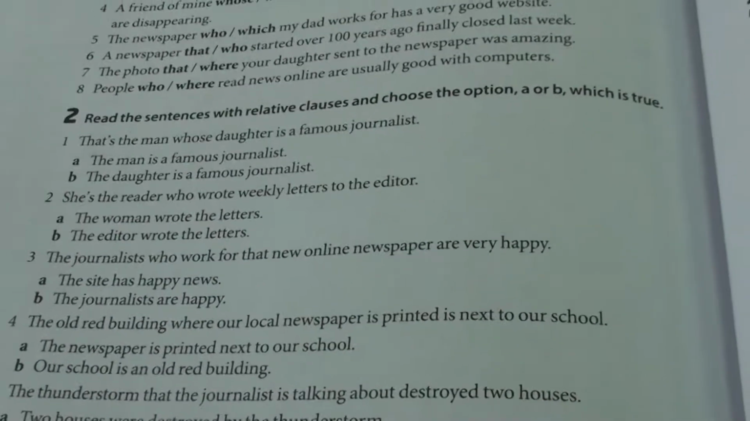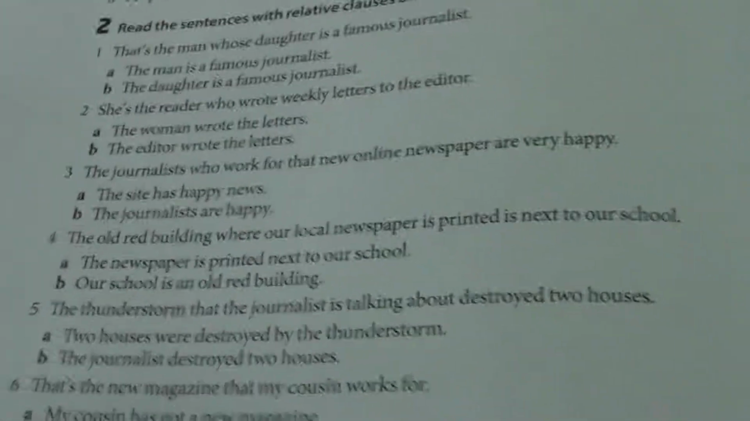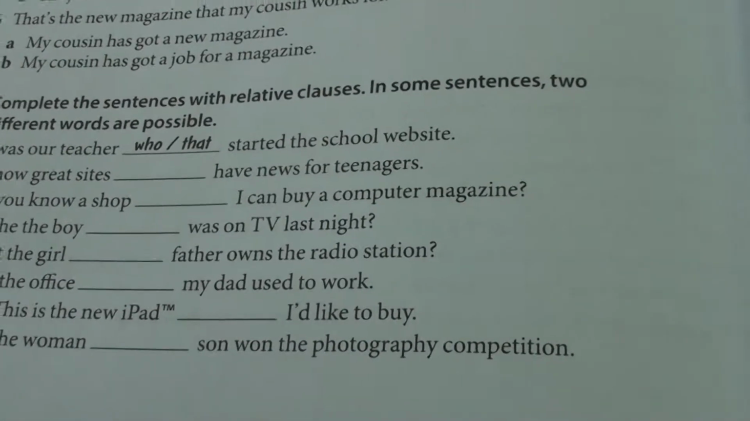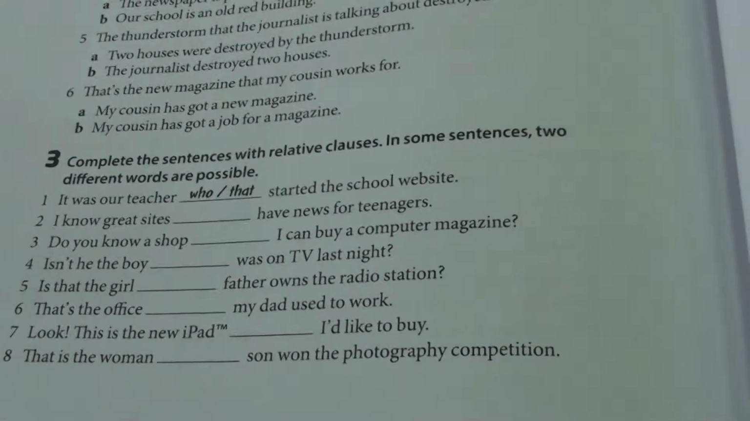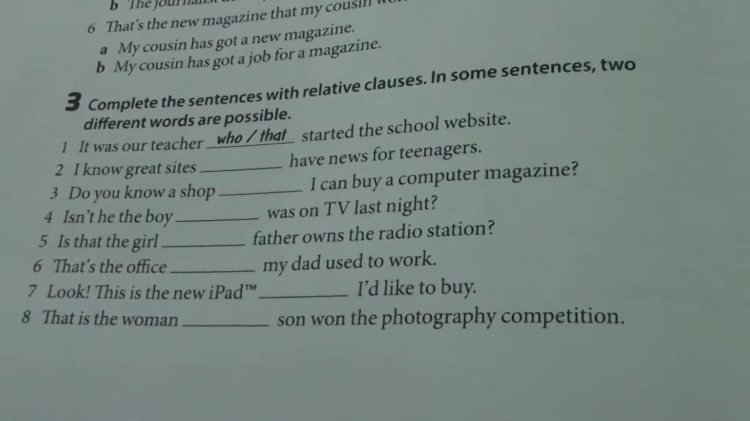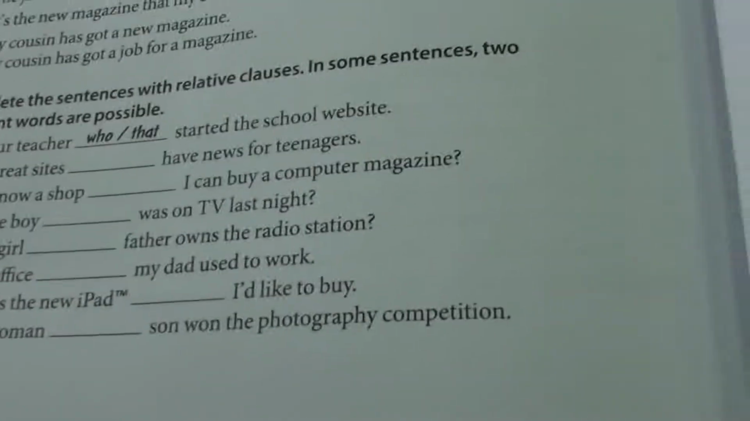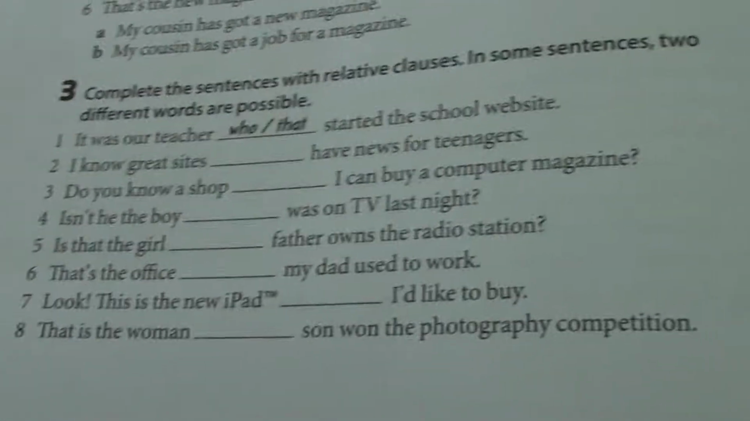Exercise 2, read the sentences with relative clauses and choose A or B, which one is true. And exercise 3, complete the sentences with relative clauses. In some sentences, 2 different words are possible. So this is very like the example I did on the board in the last lesson. So I think you'll find this straightforward. So once again, your homework is the workbook, page 88, 89 and 90. We'll check those answers when you're next back in the lesson.